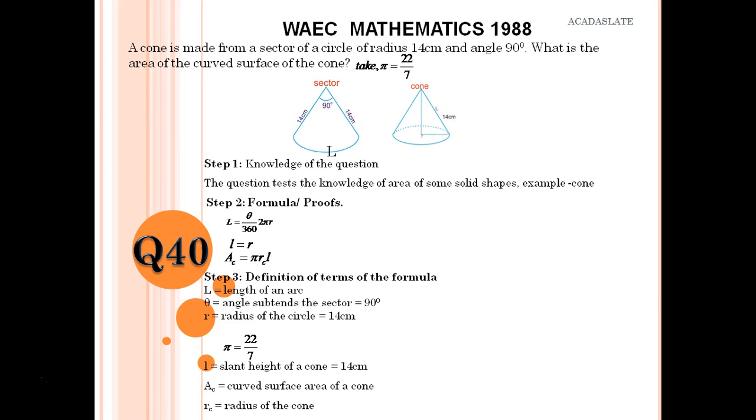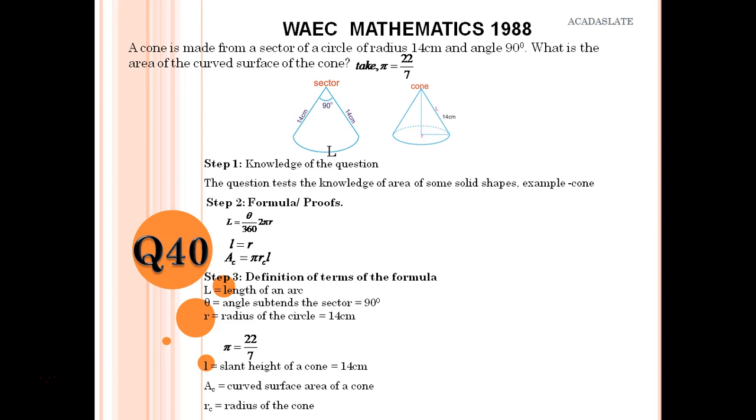So when a sector is used to form a cone, we know that the length of an arc of the sector, L, is equal to the base circumference of the cone. Likewise, the radius of the sector of the circle is also equal to the slant height of the cone, as given there.